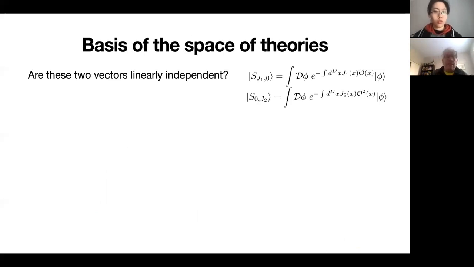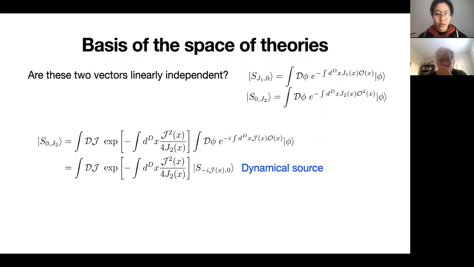Okay, let me continue. Suppose we are given two vectors like this. One is constructed by the operator O and the other by O square, which is the composite operator of the previous one. Are these two vectors linearly independent? Some of you in the audience may quickly point out that the second vector can be written as a linear superposition of the first one, with some particular distribution of the source of the operator O.